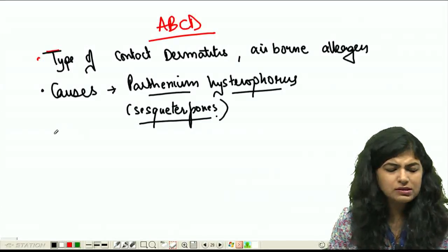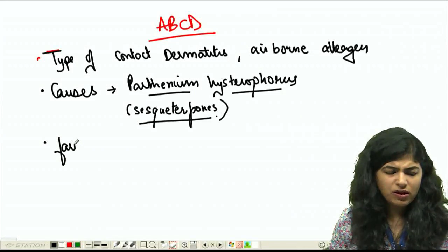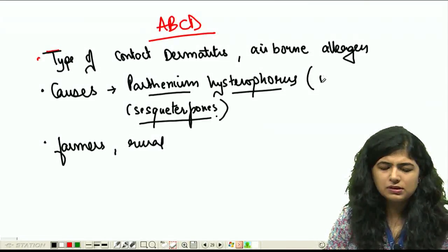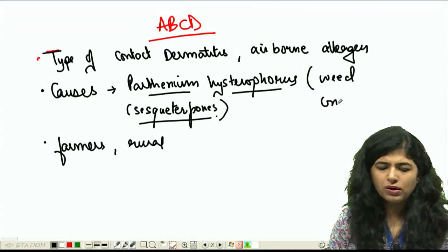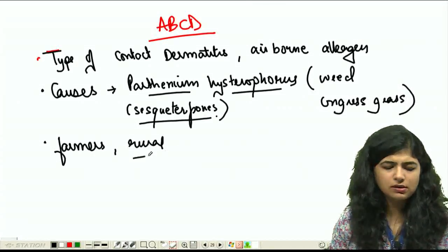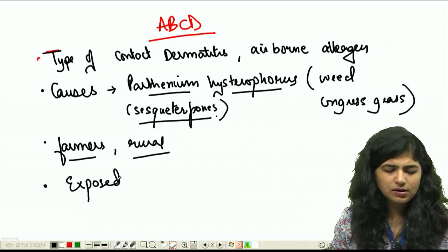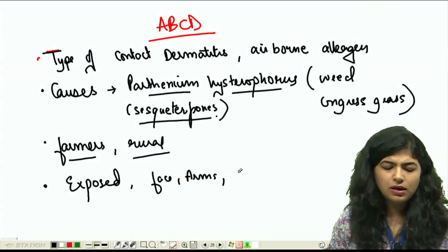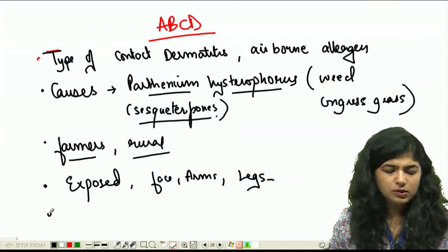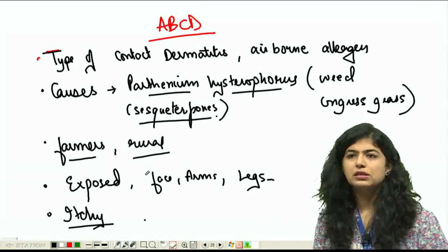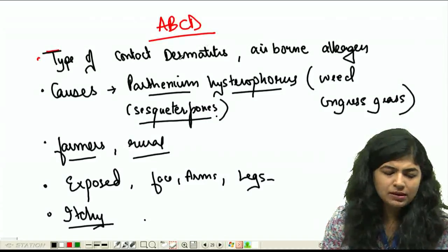They are found in the resin of this, generally seen in farmers or those living in rural areas, since this is a weed, also called Congress grass. It's in farmers who are living in rural areas, generally seen in exposed areas. I already told you the face, arms and legs. It will be very itchy. Right. So this is what is ABCD.